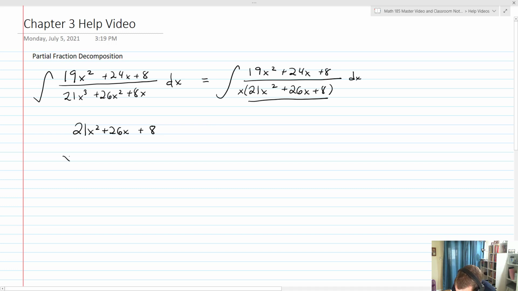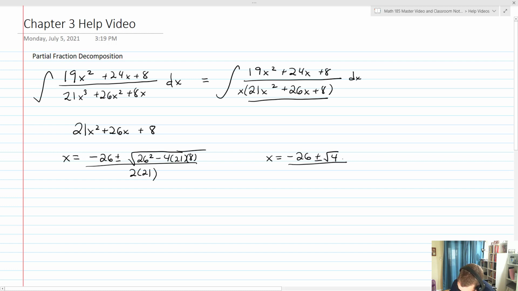So I'm going to have x, the root of my equation, is going to end up being negative 26 plus or minus the square root of 26 squared minus 4 times 21 times 8, all divided by 2 times 21. And so my first root, x, is going to equal negative 26 plus or minus the square root of 4. When you do your calculation, you'll get that, divided by 42.